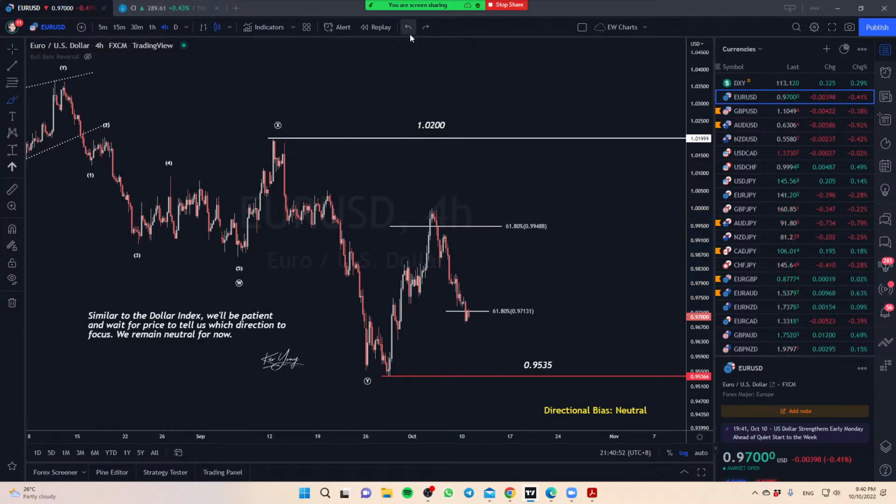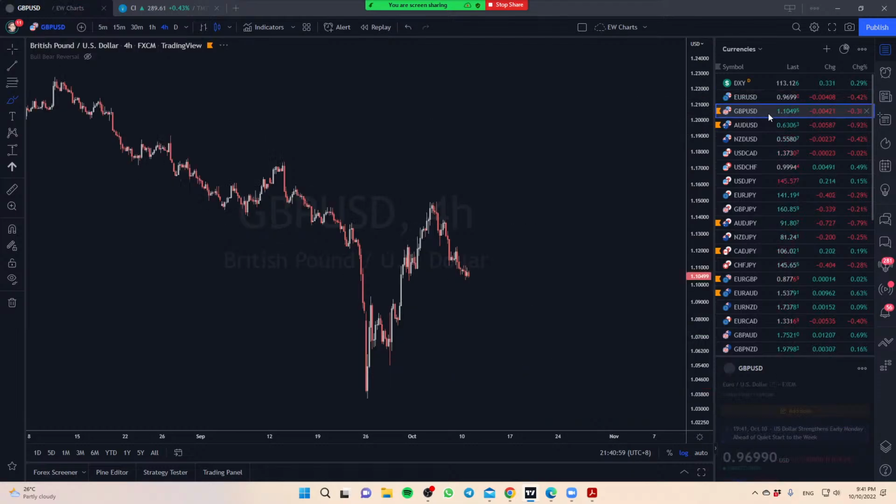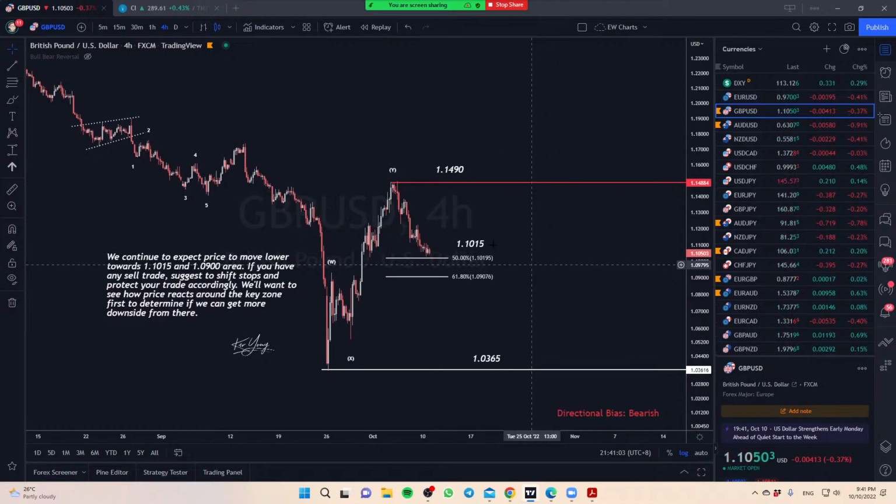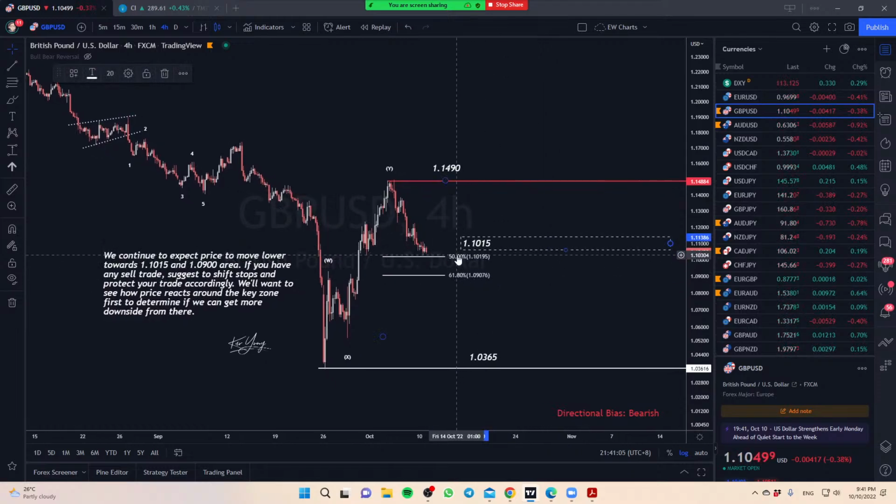I'm just being very patient on that. Okay, so nothing much. I'm not going to focus too much on that. We'll just leave it as of now. Okay. Pound dollar over here is also coming back towards that 50 and 618. Okay, so over here on pound dollar, a little bit on a neutral perspective as well because of this V shape. I want to see how the market reacts off this level.